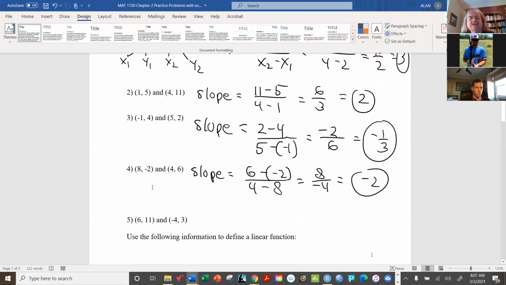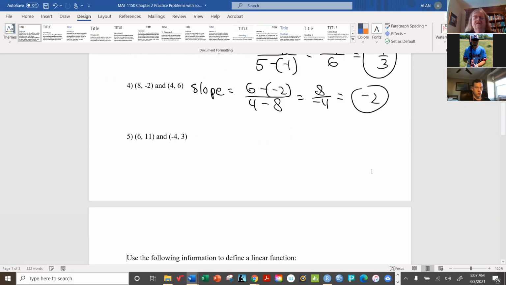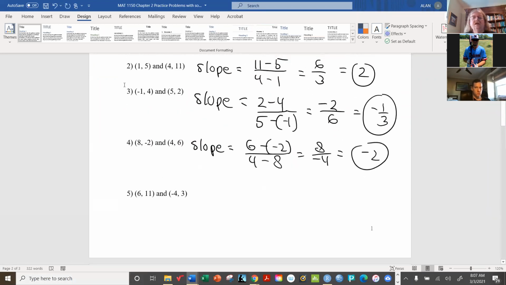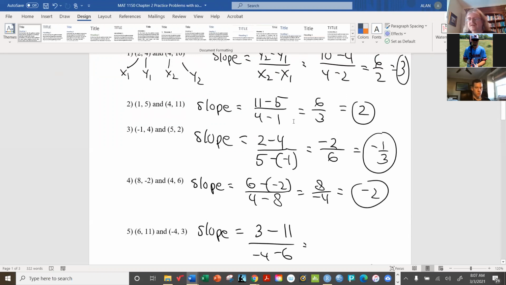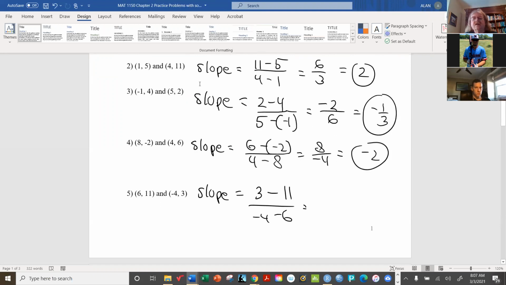All right, and then finally, we got one more. That would be 3 minus 11 over minus 4 minus 6, okay? So that leaves us with minus 8 over minus 10, which reduces to 4/5. All right, well, those are pretty straightforward.